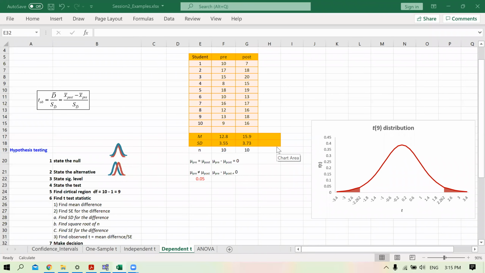This tutorial is to show how to run a dependent samples t-test. This is the data. We're going to look at whether instruction has an effect on students' pre and post-test scores. We collected the test scores from 10 students, and we have the pre and post scores. And we can get the means and standard deviations from their pre and post-test scores.